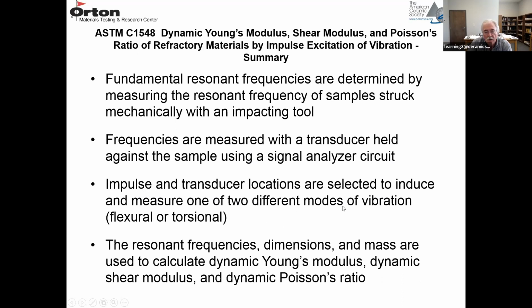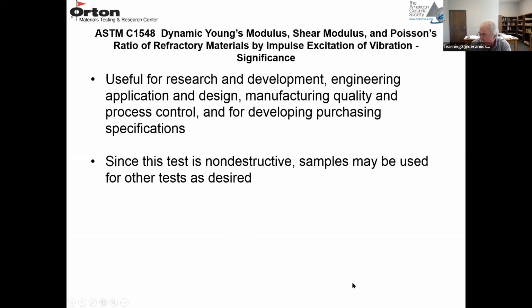And there's two modes that you need. You need a flexural mode and a torsional mode. The flexural mode gives you Young's elastic modulus. The torsional mode gives you the shear modulus, G. And once you have those two, you can calculate the Poisson's ratio. So the resonant frequencies, dimensions, and masses are used to calculate all three of these values, Young's modulus, shear modulus, and Poisson's ratio.